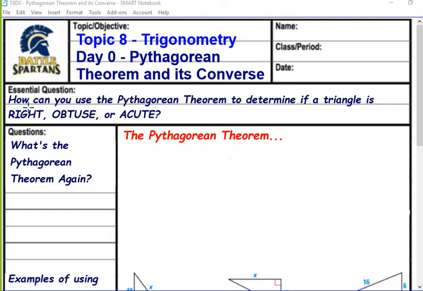I know for some of you this will be a review. For some of you this will be brand new, but either way it's going to be essential to our study of trigonometry, which we're going to start on Thursday, tomorrow. So without further ado, let's get into the notes.